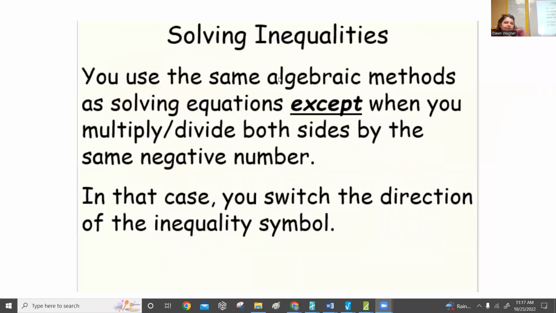Use the same algebraic methods for solving equations, except for when you multiply or divide both sides by a negative. In that case, you switch the direction of the inequality. So if I have it in standard form and I'm trying to solve, I have to make sure I switch the inequality sign whenever I'm multiplying or dividing by a negative number. Do you all remember that from pre-algebra?